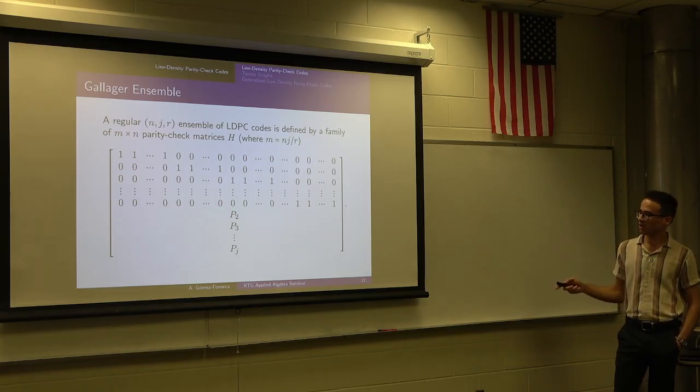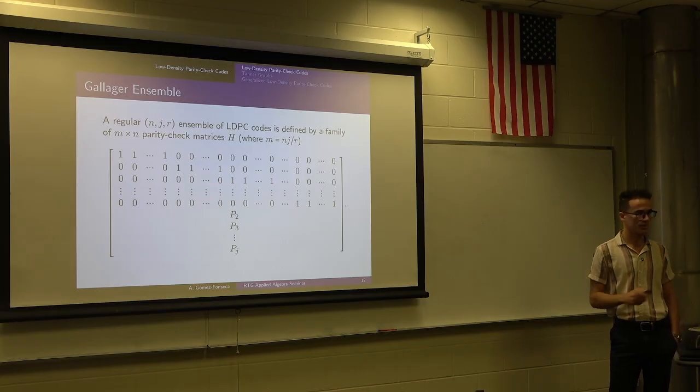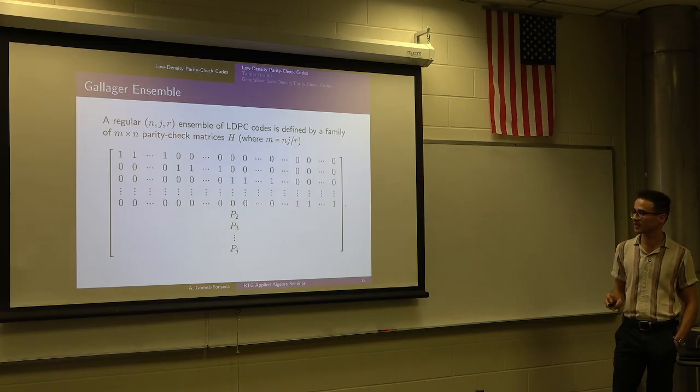Now, to construct the other row blocks, you're going to choose a permutation of all the columns in this row block, and that's going to be your P2. Your P3 is going to be another permutation of your row block, and so on. And you're going to have J of these row blocks, okay? So this is the Gallagher ensemble.